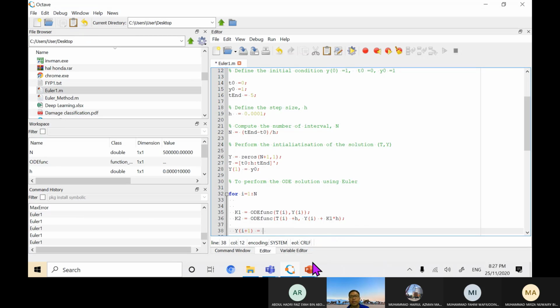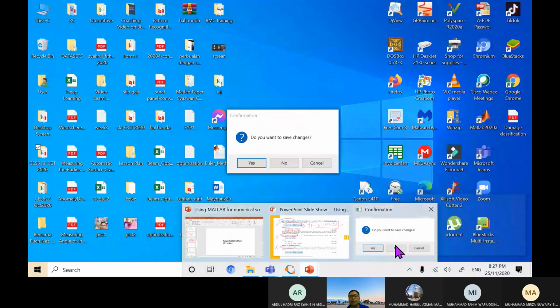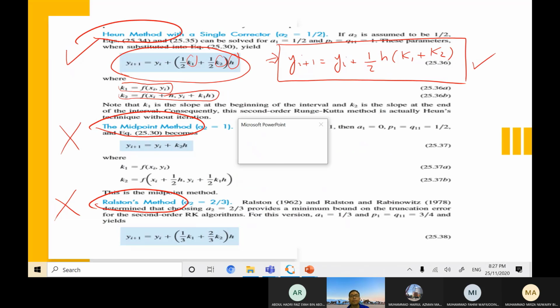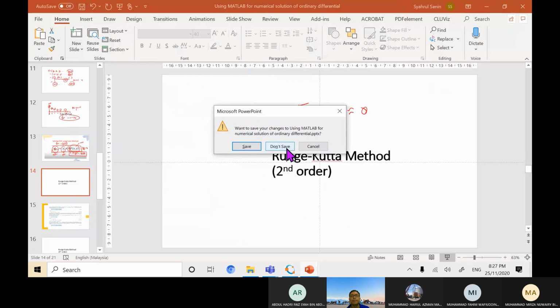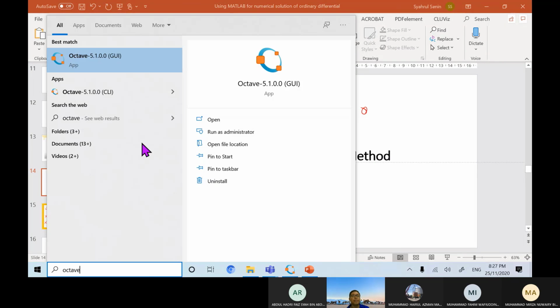The formula is given, sekejap ya. I have to open my Octave back. Nasib baik saya save tadi.